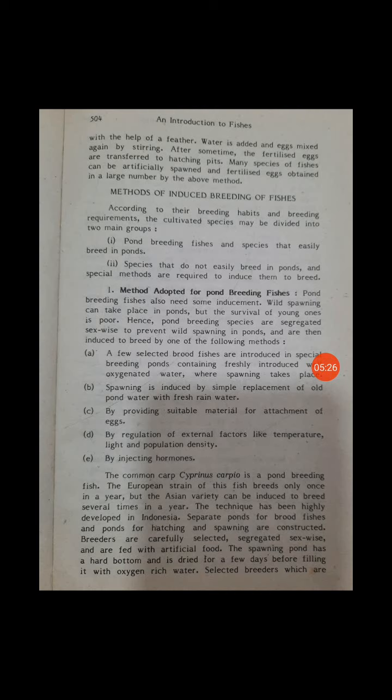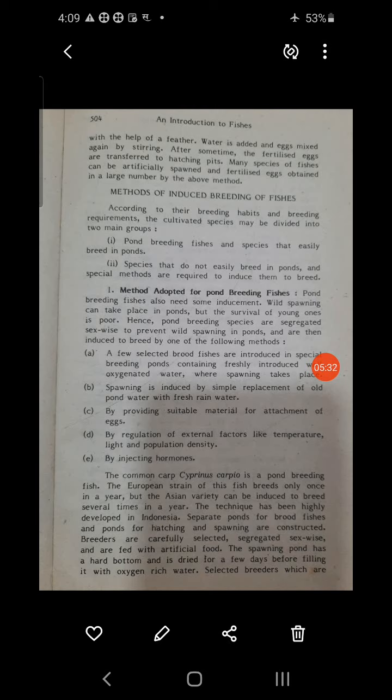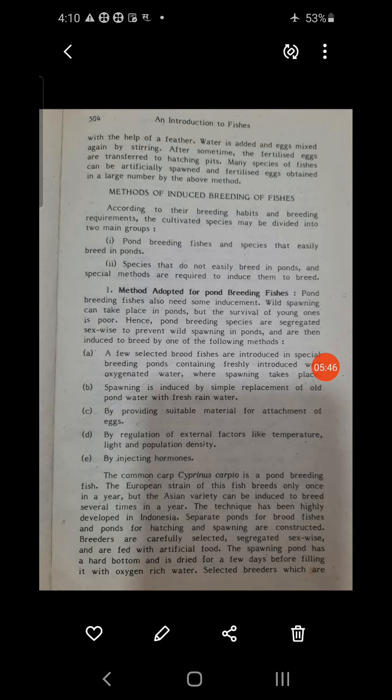And here the method is, a few selected brood fishes are introduced in a special breeding pond containing freshly introduced, well oxygenated water where spawning takes place. Second one, the spawning is induced by simple replacement of old pond water with fresh rainwater. Third, by providing suitable material for the attachment of the eggs. Then by regulation of external factors like temperature, light, population density, and last one by injecting the hormone.